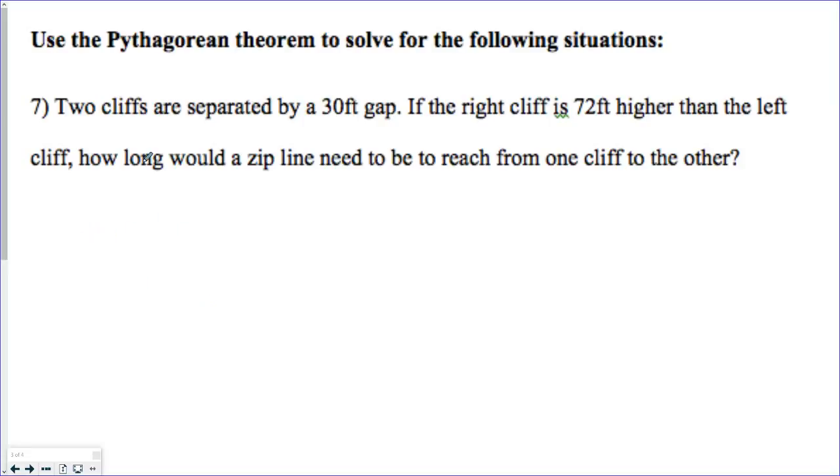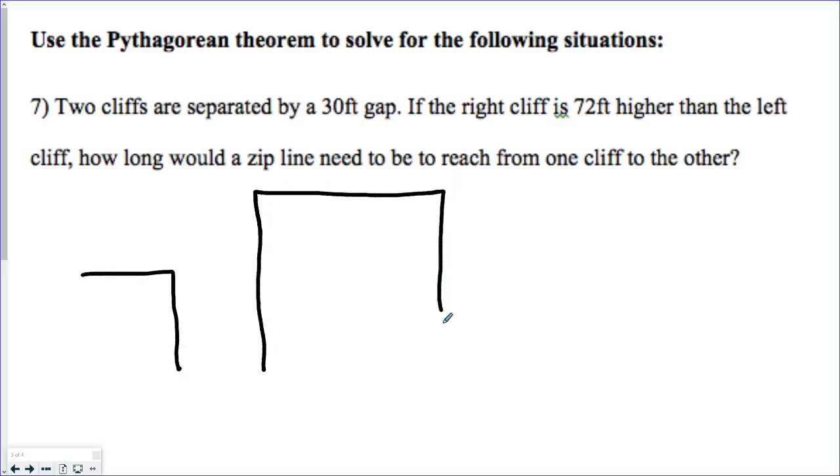Well, it helps to draw a picture here. So we have two cliffs. The right cliff is higher than the left cliff. So we'll draw one cliff here, then one cliff here, a little bit higher. It says they're separated by a 30-foot gap, so right here, that's 30. And it says the right cliff is 72 feet higher than the left. So this is the point where they're equal, and from here to here, the right cliff is 72 feet higher.